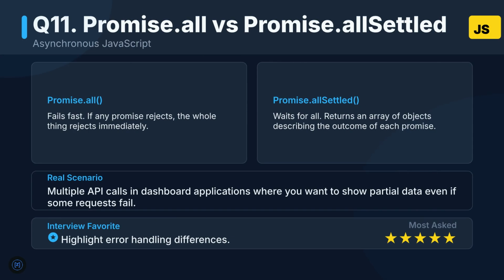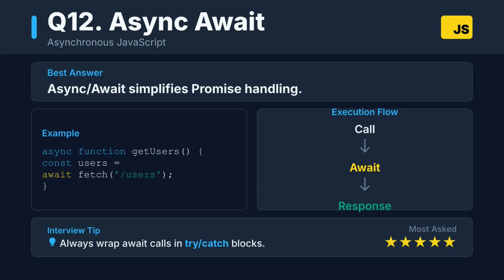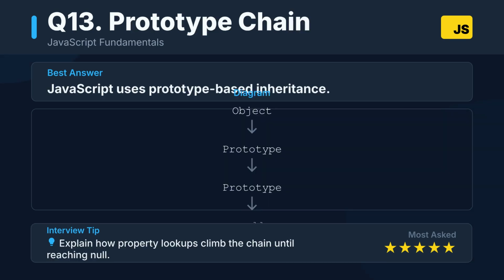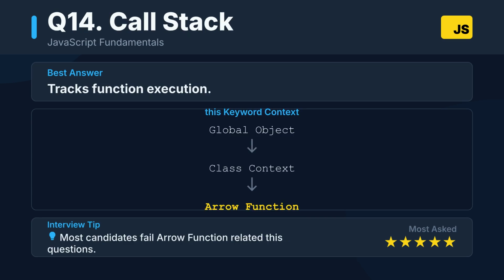Question 11. Promise.all versus promise.allSettled. Promise.all fails fast if any promise rejects, whereas allSettled waits for all promises to finish and provides their individual outcomes. Question 12. Async await. This syntax is syntactic sugar that simplifies working with promises, making asynchronous code look and behave more like synchronous code. Question 13. The prototype chain. JavaScript uses prototype-based inheritance, meaning objects can inherit properties and methods from other objects through a chain that eventually ends at null.